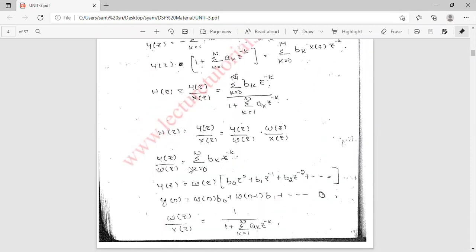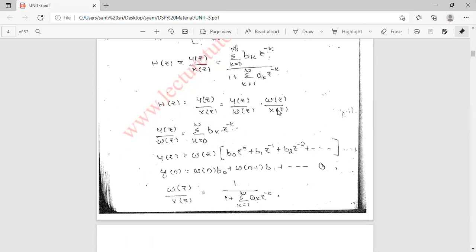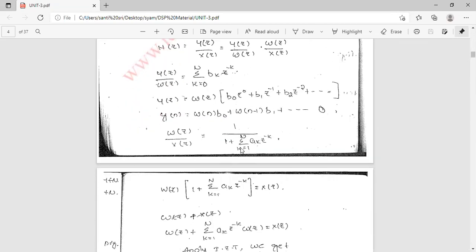We can write this equation from this expression: H of z equal to Y of z by X of z, that is, sigma k equal to 0 to m b k into z power minus k, by 1 plus sigma k equal to 1 to n a k into z power minus k. This is 1 by 1 plus sigma k equal to 1 to n a k into z power minus k, right? Now W of z into 1 plus sigma, cross multiplication, so sigma k equal to 1 to n a k into z power minus k equal to X of z, right?